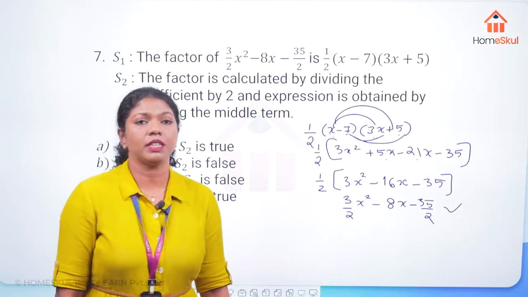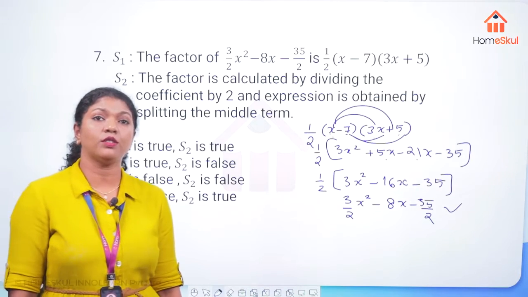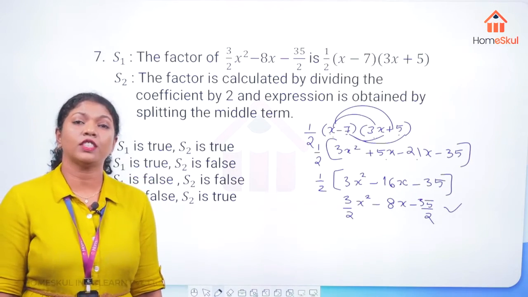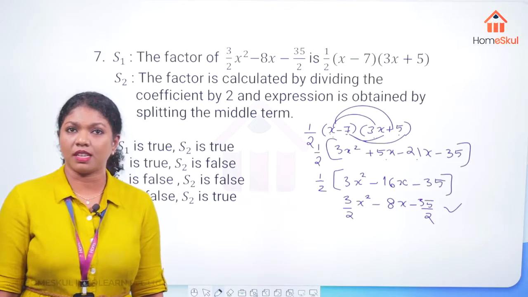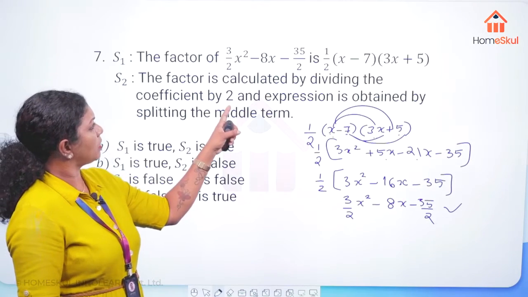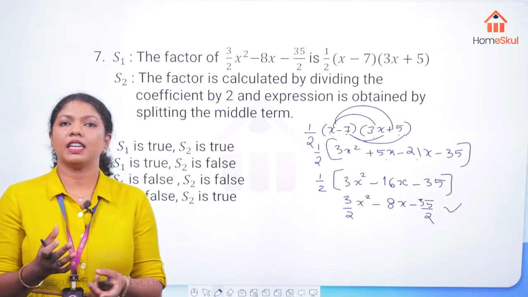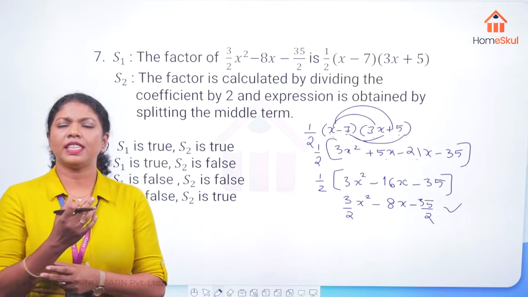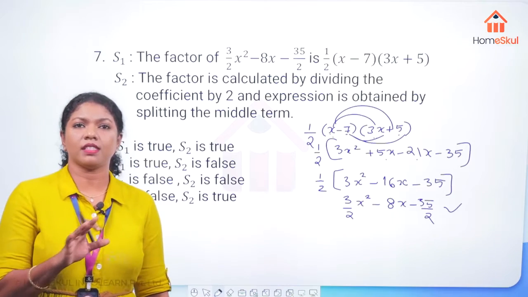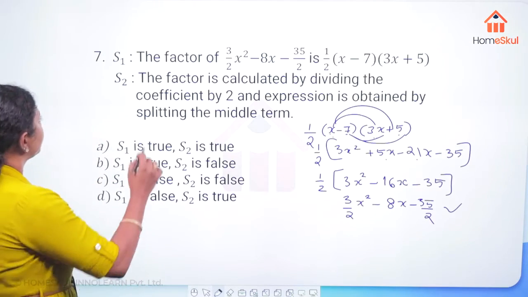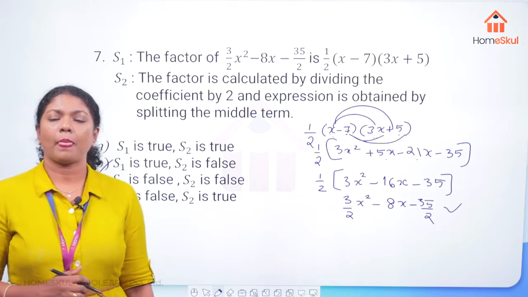Yes, of course we are splitting the middle term, but the factor is calculated by dividing the coefficient. Coefficient of what? It is not given properly. The coefficient of x is being divided by 2, isn't it? Half of the middle term is taken, dividing the coefficient by 2, and expression is obtained by splitting the middle term. But it is not clearly said, right? Do you feel that it is a right statement? No, there is something missing. But the first statement is correct. So let us choose S1 is true, but S2 is false, because it feels incomplete.